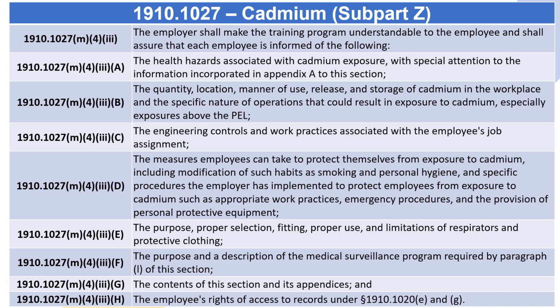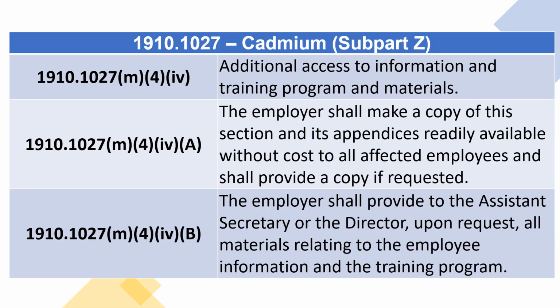The purpose and a description of the medical surveillance program required by paragraph L of this section. The contents of this section and its appendices, and the employee's rights of access to records under section 1910.1020 E and G. 1910.1027 M 4, additional access to information in training program and materials. 1910.1027 M 4 A and B.